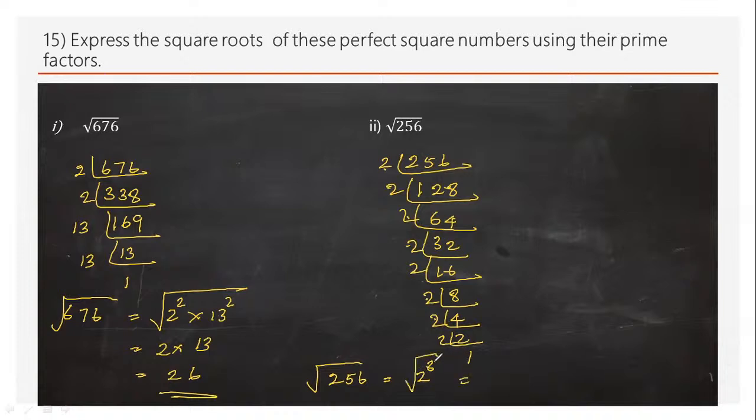It means index 8 divided by 2, 2 to the power 4. 2 to the power 4 means 2 into 2 into 2 into 2. 2 times 2 is 4, times 2 is 8, times 2 is 16. The square root is 16 here. And the 16th question.